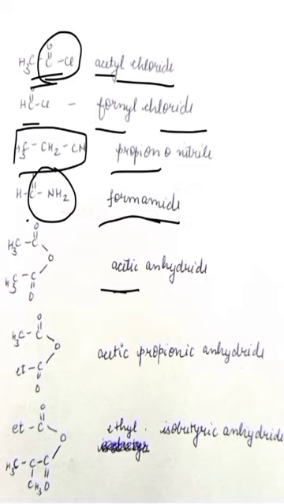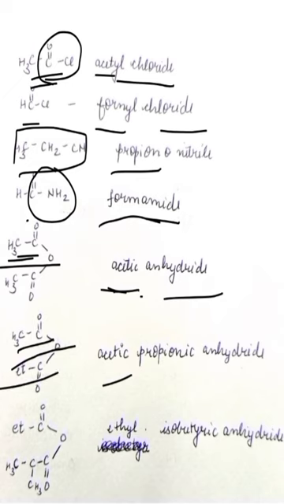This is the symmetrical anhydride. In symmetrical anhydride, we write the alkane name only once. That's why I've written acet for 2 carbon compound, so acetic anhydride. In unsymmetrical anhydride, we write both the sides. Here it is acet, so acetic, and here it is propane, so propionic anhydride.